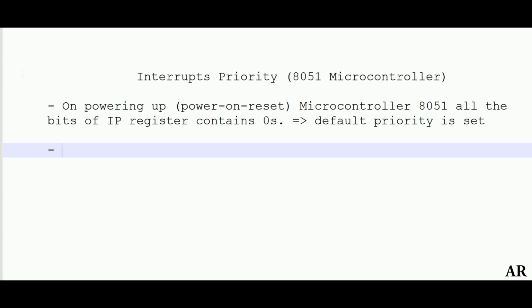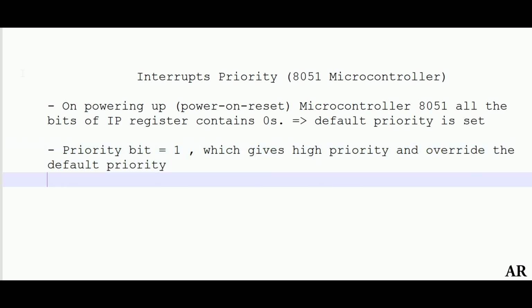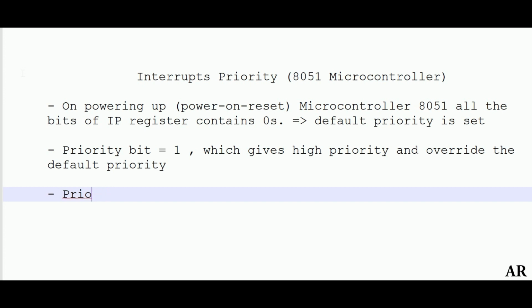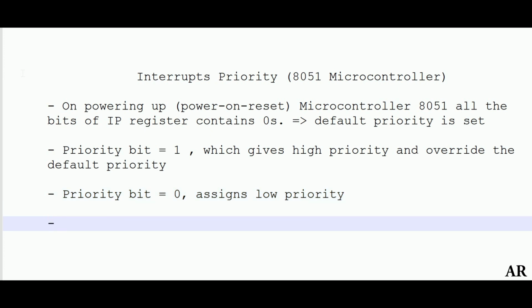Now if the user wants to change the priority order, he has to assign the priority bit as 1, which will give high priority and override the default priority. If the priority bit is 0, then it assigns low priority, and again it overrides the default priority. Now there may be a scenario in which 2 or more bits can be set to 1.